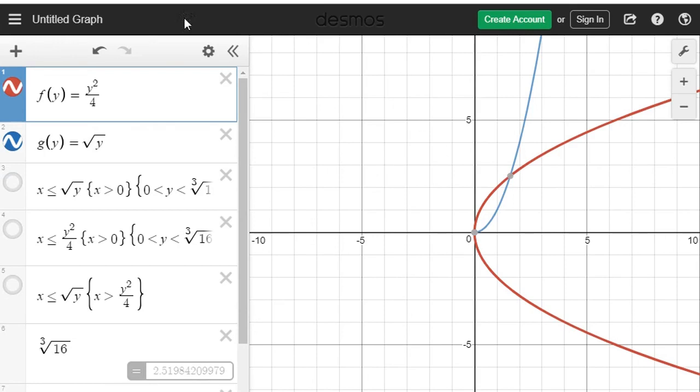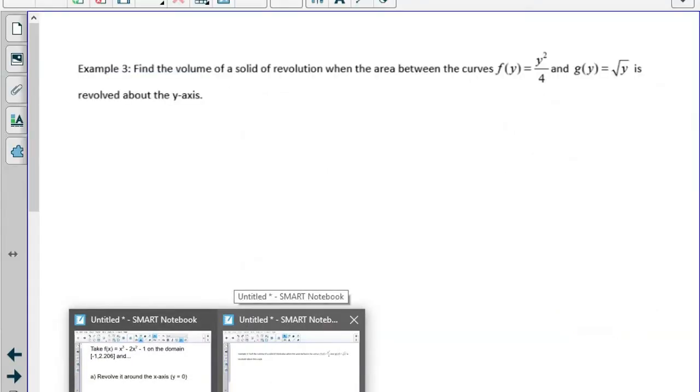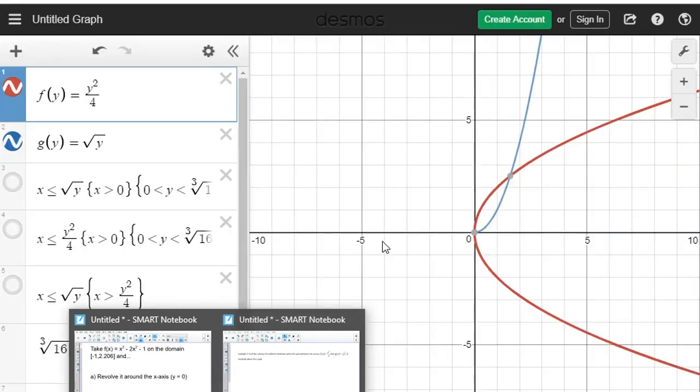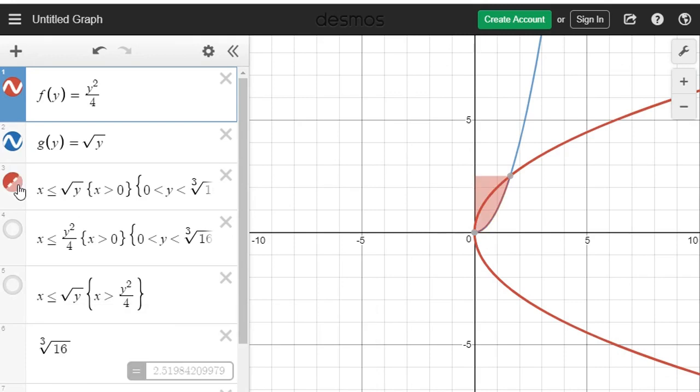Okay, so essentially what I'm now doing in this problem is revolving it around the y-axis. So I want circles that are perpendicular to the y-axis, which means I need things in terms of dy. And so what I'm going to do is rotate this around the axis. This actually should probably be blue to make your life easier. And then this should be red. But I'm going to rotate this around the axis, and then I'm going to subtract what happens when I rotate the red one around the axis.